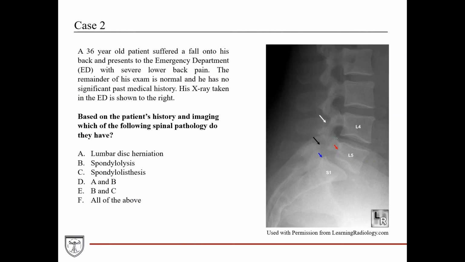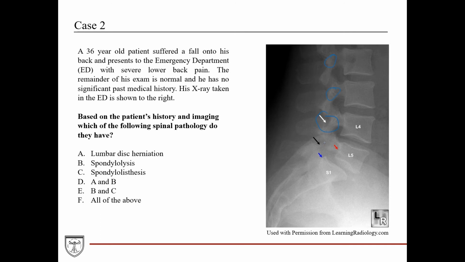So we come back to the case and the image here. So again, let's look at this as a lateral x-ray. We got S1, L5, L4. So if you look at here, here would be the pars. You can see these pars look intact here. This white arrow is actually indicating an intact pars interarticularis here.